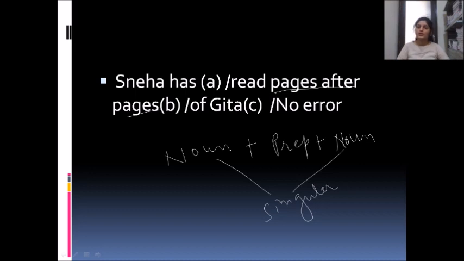So according to this rule, if we have a noun here and the same noun this side and a preposition in between, the noun on both sides will be in singular form. So the right sentence should be: Sneha has read page after page of Gita. This will be our correct sentence. So the error lies in option B.